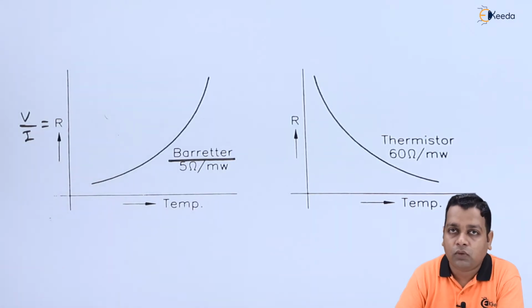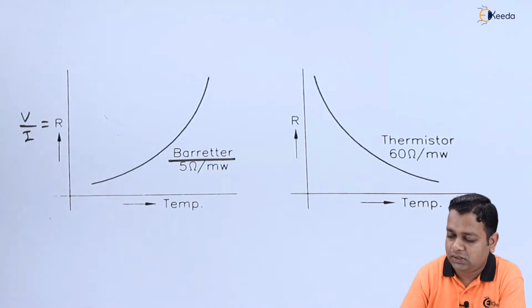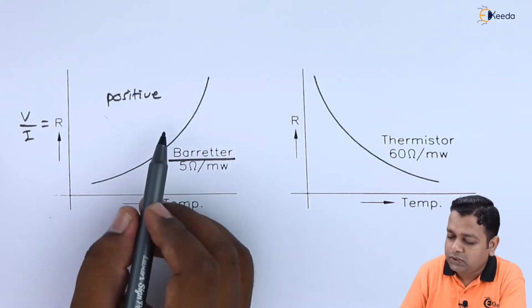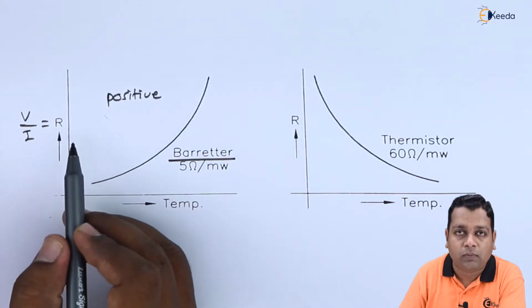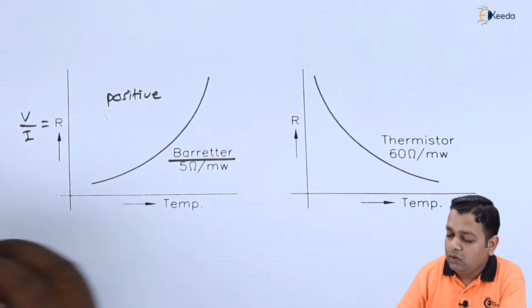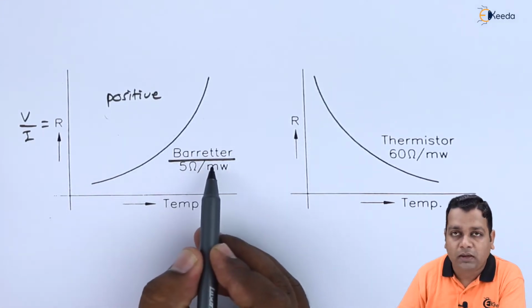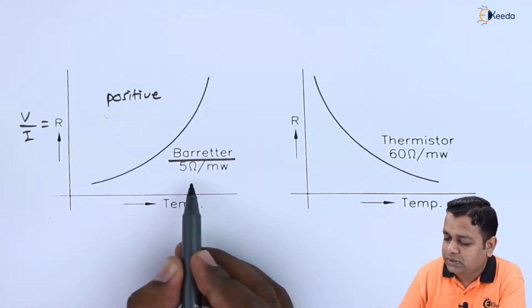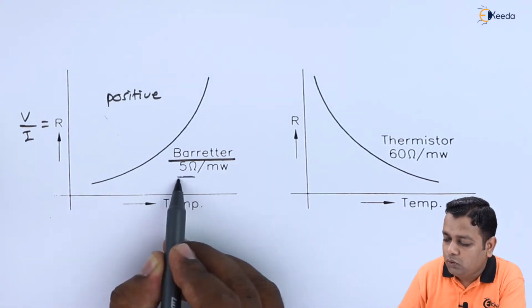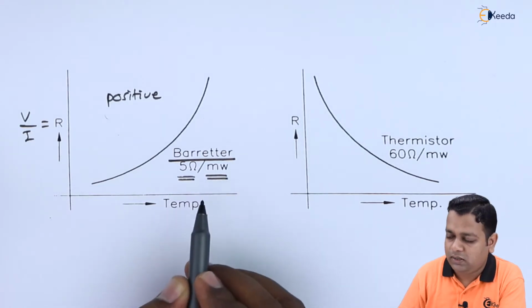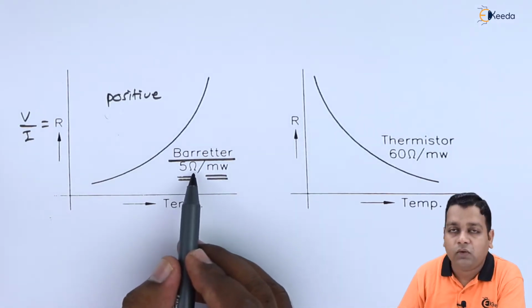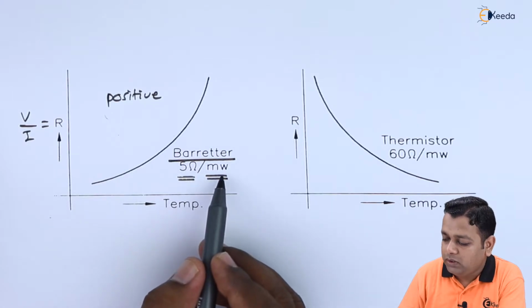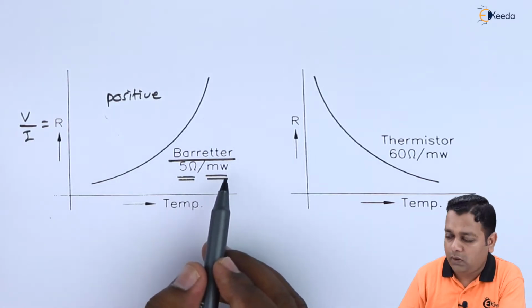So this type of the resistance can be called a positive coefficient here. For the positive coefficient of the resistance values when obtained for the bolometer, we call the device the barretter. And for the barretter here, in general, the observation is that we have 5 ohms per milliwatt here. So this is the value of the resistance with respect to the milliwatt power here.